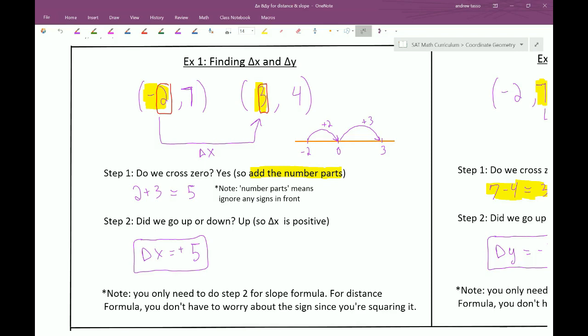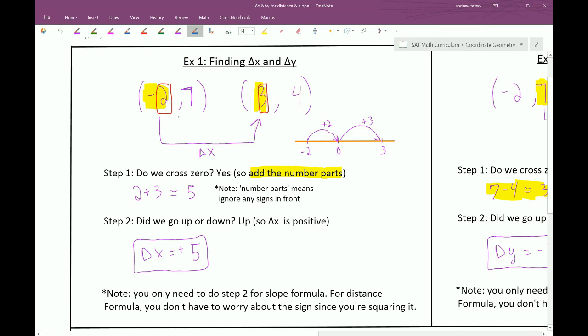Okay, so this is going to be the first lesson on coordinate geometry, and the first thing I would like to talk about is how to find delta x and delta y. So these are going to be useful for finding the distance and the slope. So basically you're given 2 points and you have to find delta x, let's say.